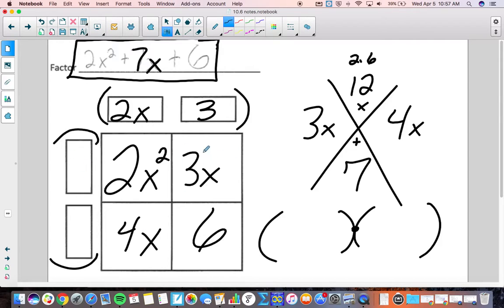To figure out this term, take the GCF of these two terms. There's not a number that goes into 2 and 3 other than 1, but I can factor an x out of each one of those. And then out of these two terms, I can factor out a 2.